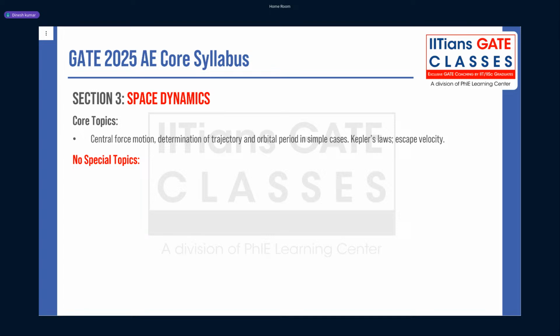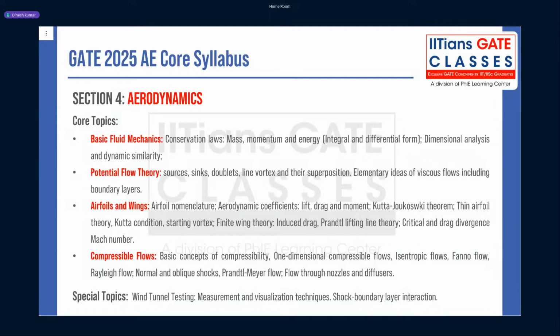Now space dynamics, which is section 3, is a very small subject with very few topics: central force motion, determination of trajectory and orbital period in simple cases, Kepler's law, escape velocity. And it's very easy also. Usually the weightage is 3 to 5 marks for space dynamics. Anyone can study this space dynamics easily.